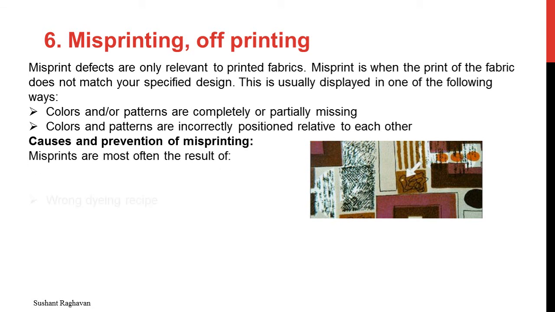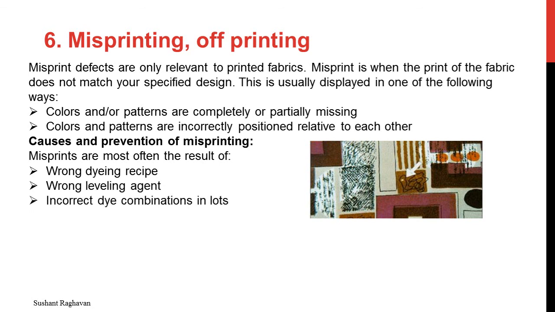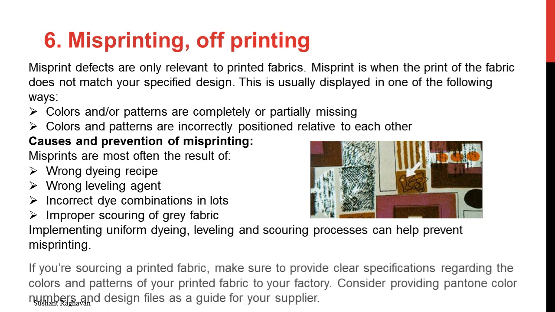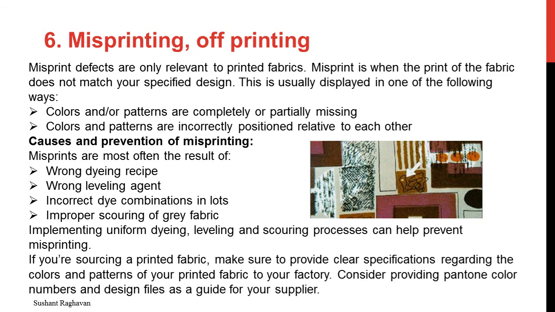Misprints are most often the result of wrong dyeing recipe, wrong leveling agent, incorrect dye combination in lots, or improper scoring of grey fabric. Implementing uniform dyeing, leveling and scoring processes can help prevent misprinting. If you are sourcing a printed fabric, make sure to provide clear specification regarding the colors and patterns of your printed fabric to your factory. Consider providing pattern color numbers and design files as a guide for your supplier.